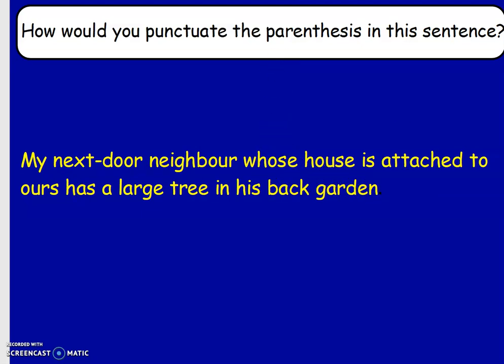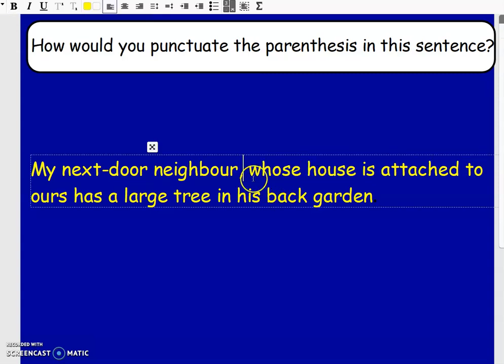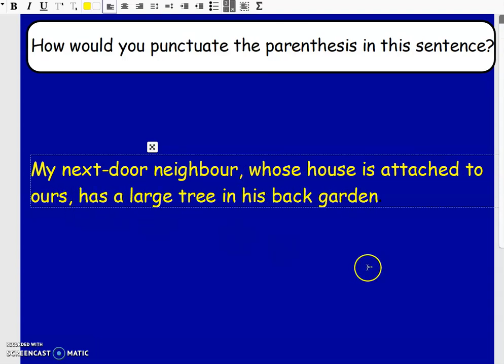Okay, if I just get my text up, it would go about here. So, my next door neighbour, whose house is attached to ours, has a large tree in his back garden. The sentence would make sense if we just put, my next door neighbour has a large tree in his back garden, but because we put whose house is attached to ours, we've added that extra information.